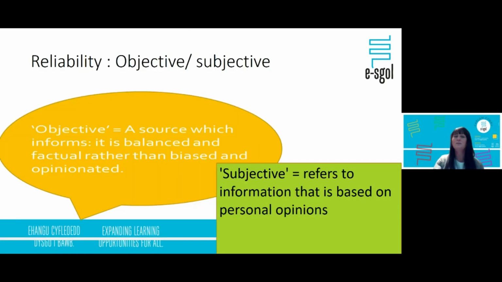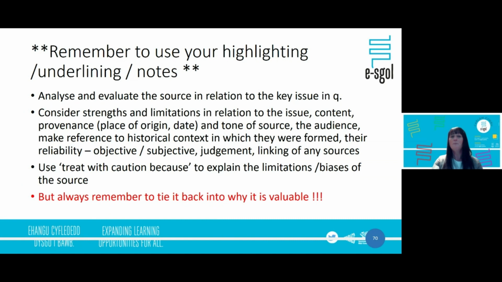Remember as well to use the word objective or subjective. So objective is a source which informs, it means it's balanced and factual rather than biased and opinionated, and subjective refers to information that's based on personal opinions. Remember, you will be spending some time doing notes around your sources, so use your highlighting and underlining of notes, okay? Remember, if there's any negatives with the source, we will treat with caution, because of any limitations or biases in particular sources.